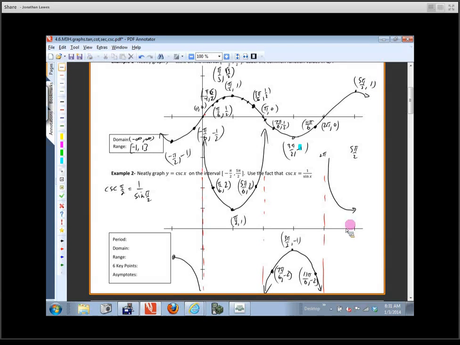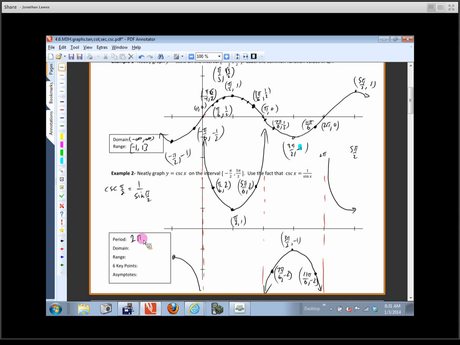What's the period? How long does it take this to repeat the entire cycle? Because an entire cycle is a branch upward, then a branch downward, then a branch upward, then a branch downward. It is, somebody said it, 2π. It's just like it is for the sine function. If the sine function has a period of 2π, then the cosecant function is going to have a period of 2π.